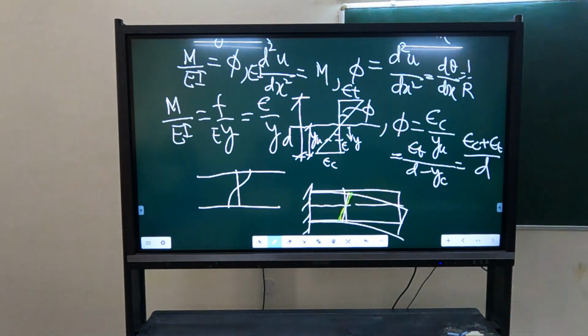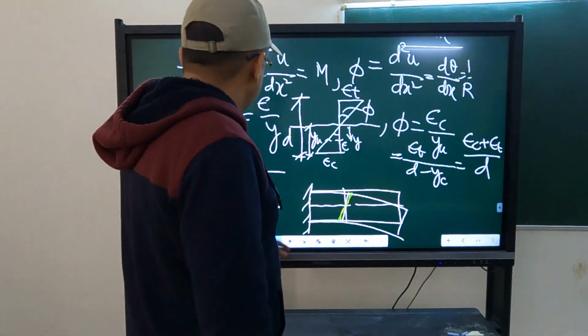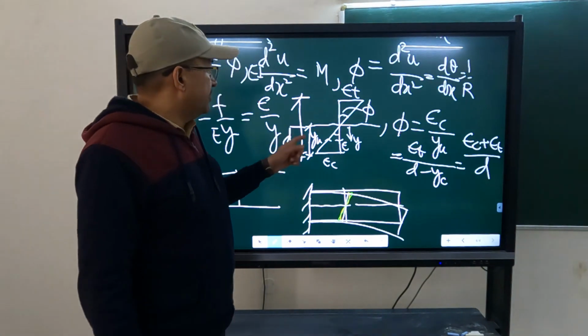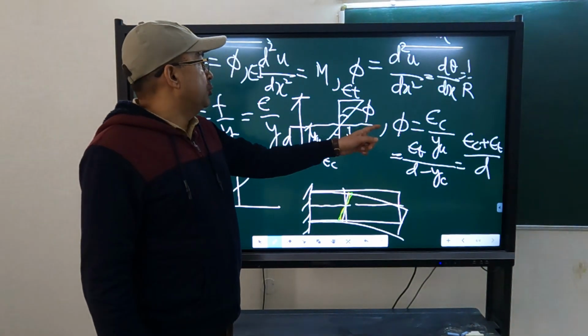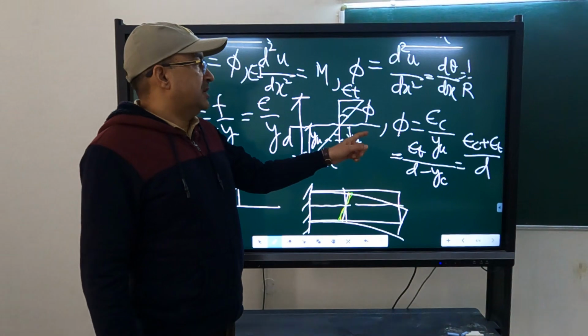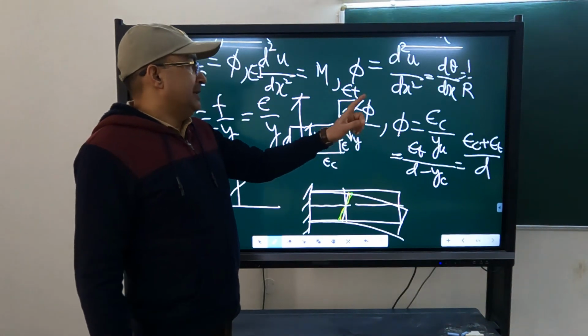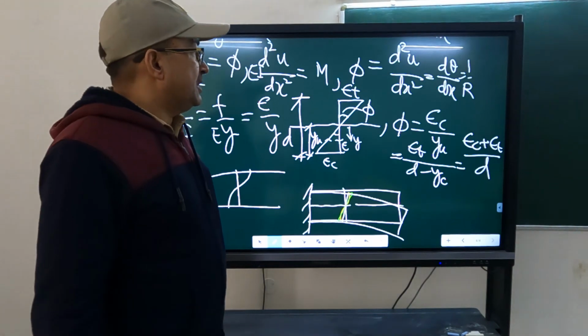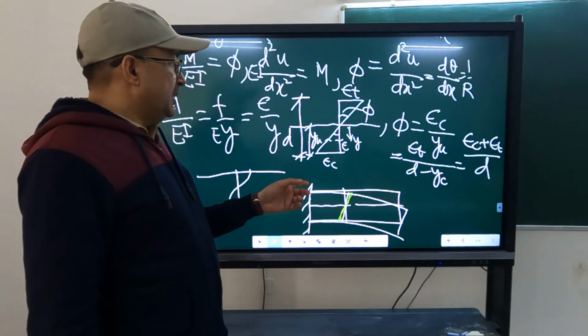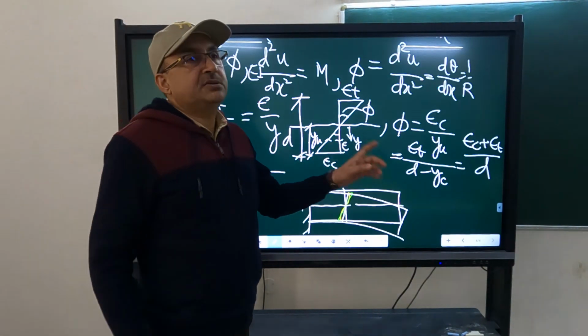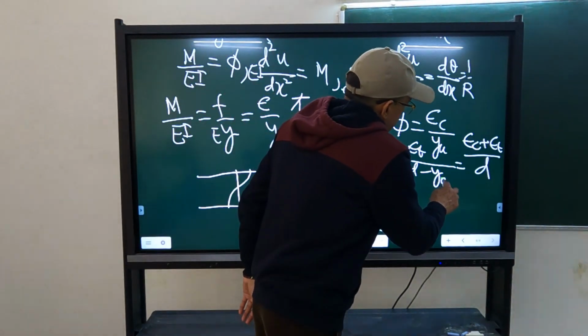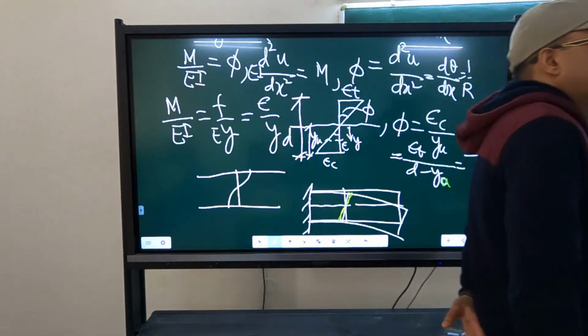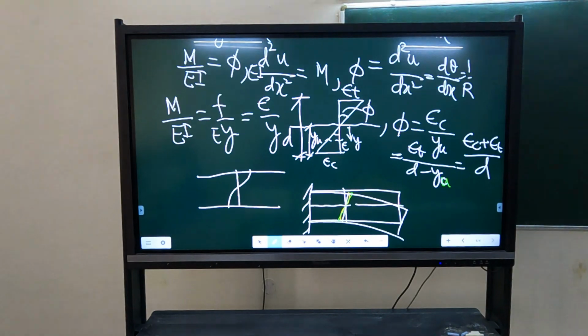Let's first talk about cylinder beams. In cylinder beams, plane sections remain plane, and there we will be using these relationships that curvature is equal to epsilon c over yu, or epsilon c plus epsilon t over d, or epsilon t over d minus yu. In all the three cases, we will get the same results.